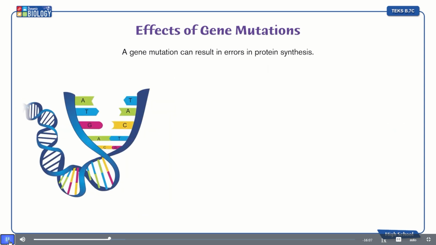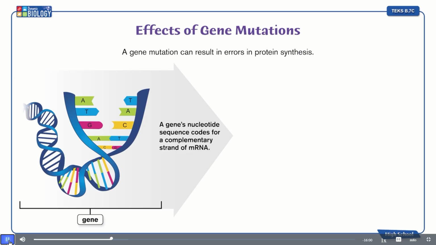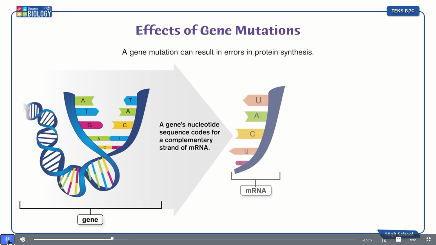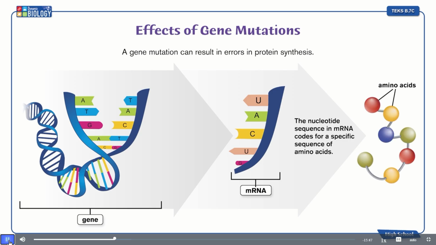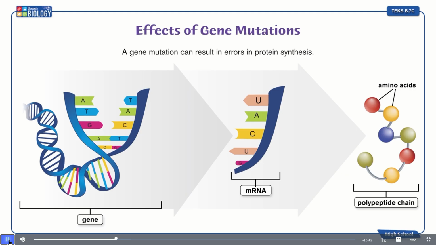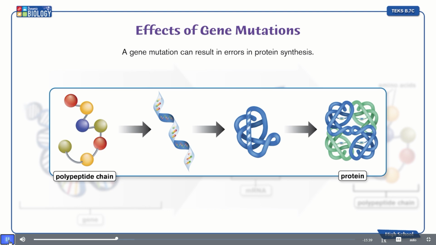To answer this question, we must review the role that genes play in protein synthesis. A gene's nucleotide sequence codes for a complementary strand of mRNA. The mRNA strand's nucleotide sequence codes for a specific sequence of amino acids. The amino acids form a polypeptide chain, and the polypeptide chain forms a protein. This illustration shows a polypeptide chain folding into a protein.